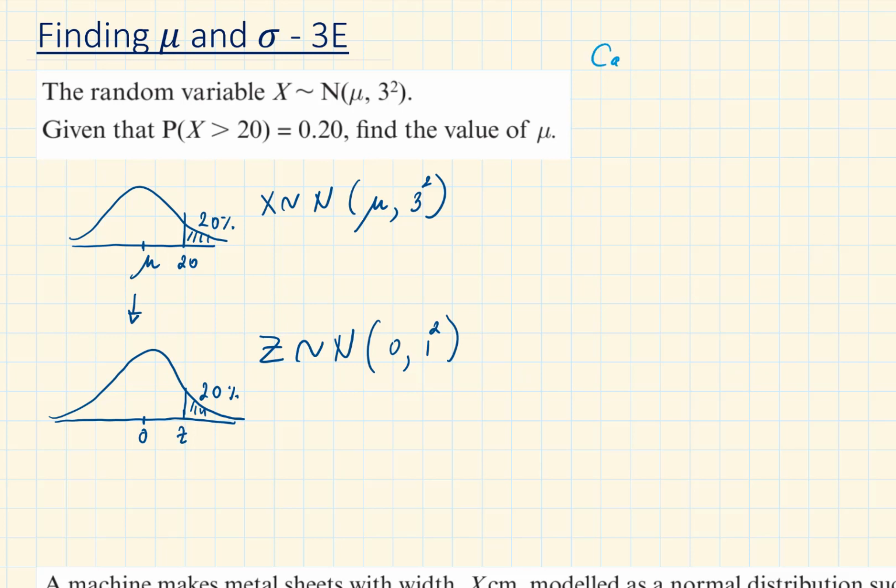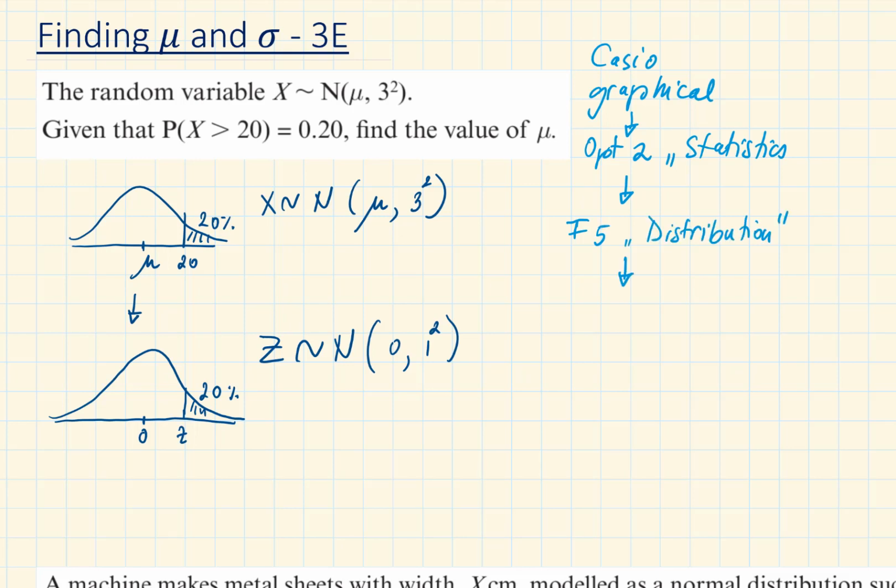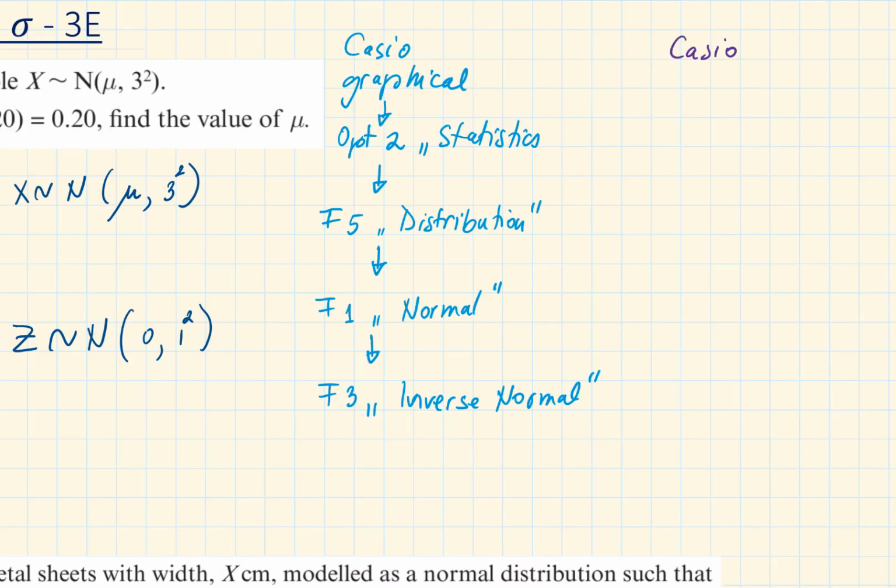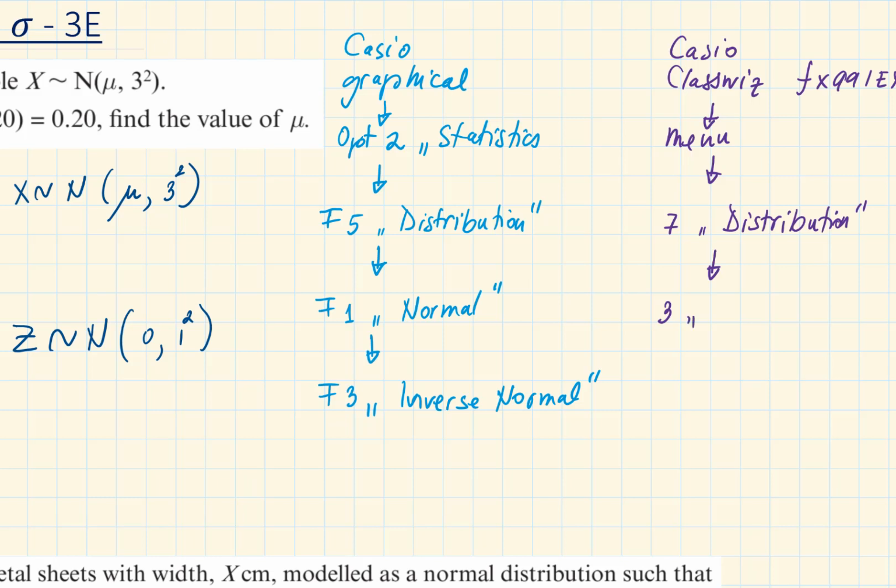So if you have a Casio graphical calculator, then you go to option 2, statistics, then press F5 for distribution, then F1 for normal, and then F3 for inverse normal. If you have the Casio ClassWiz calculator, that is FX991EX, press menu, then option 7 for distribution, then option 3 for inverse normal.